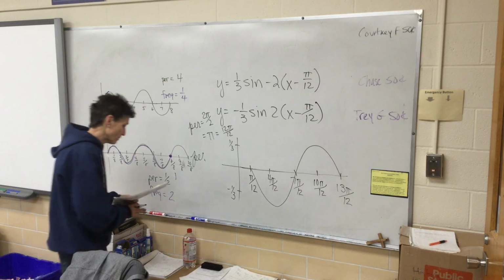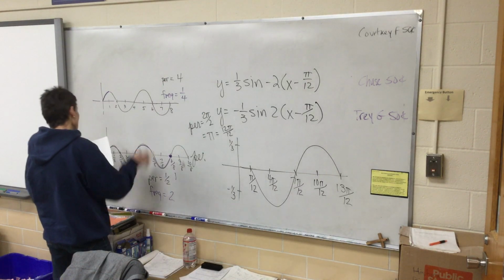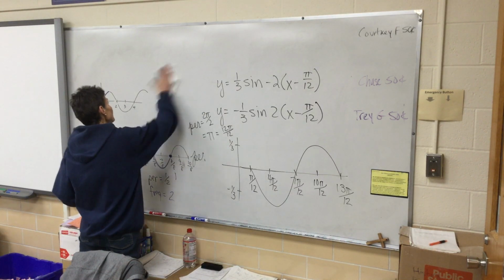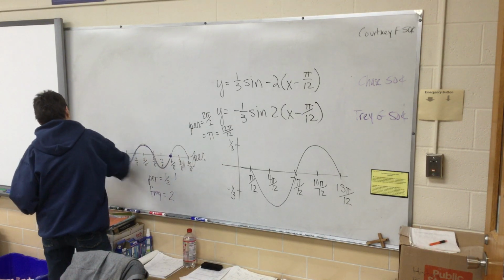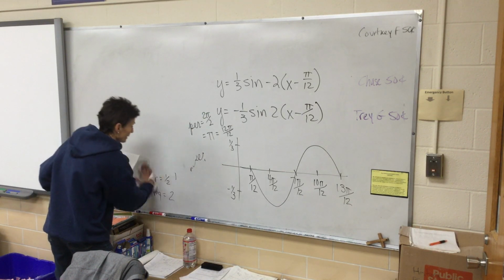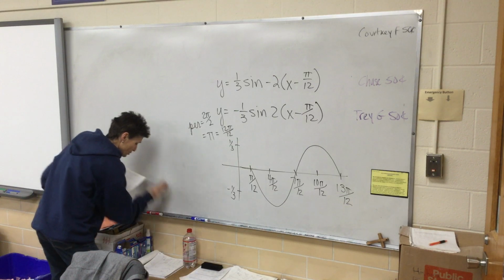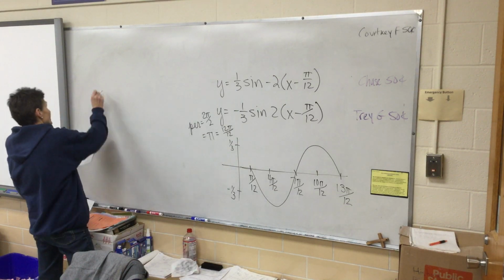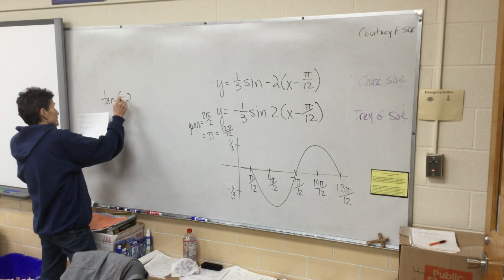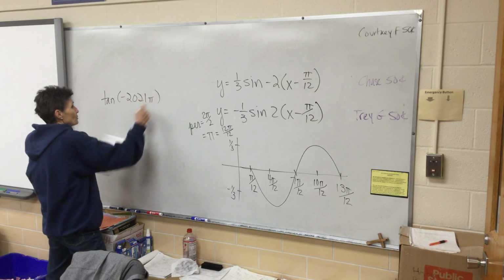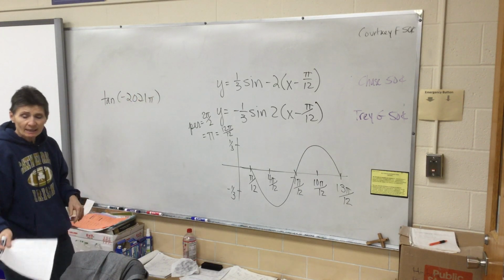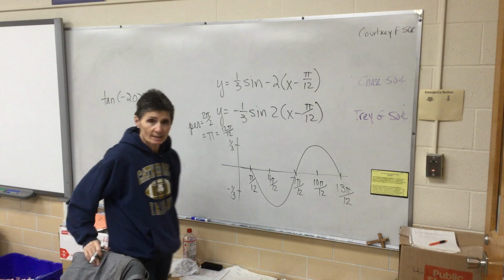I guess we're ready for number 9, which says find the exact value. And I've tried to get wild and wacky with you, but you're not falling for it. Negative 2021 pi, that's a huge angle. Clearly more than one revolution, isn't it?